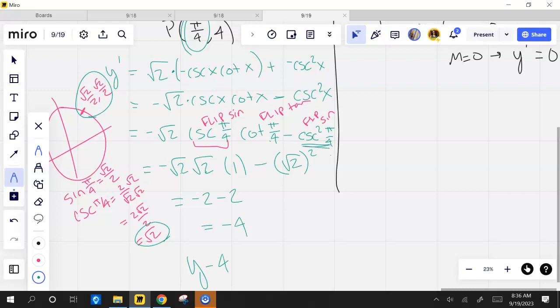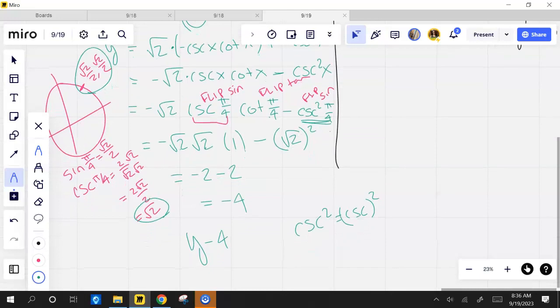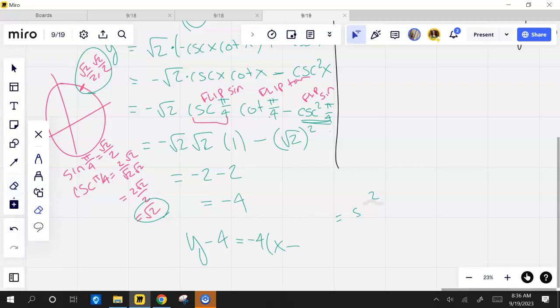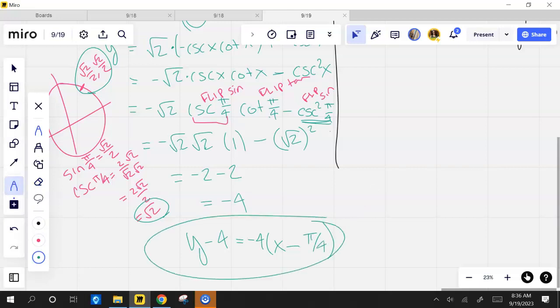I had already found cosecant. Remember, cosecant squared is the same thing as cosecant. So y minus 4 equals my brand new slope times x minus, what was my x value there? 5. There's my tan line. Wait till you see part B. That was the easy one.